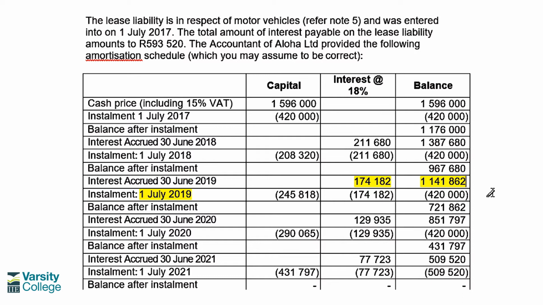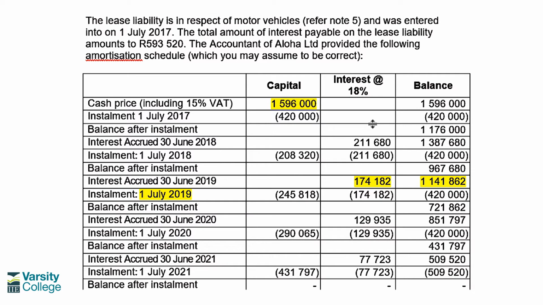The other thing to just note in this lease information is it's a lease for motor vehicles. Now the question clearly tells you VAT of 15% is included. This question's testing your VAT knowledge as well. Remember, VAT on motor vehicles may not be claimed back for VAT purposes. In other words, the cost of these motor vehicles will be VAT inclusive. And so you can see that the cash price was 1,596. In other words, that's going to be the cost of the motor vehicles because we can't claim back the VAT.